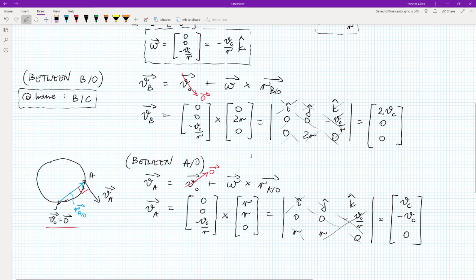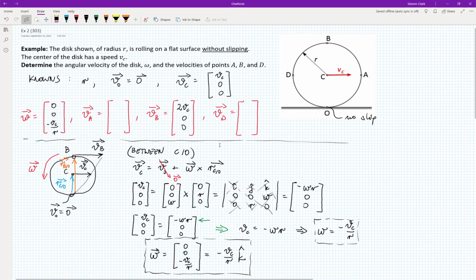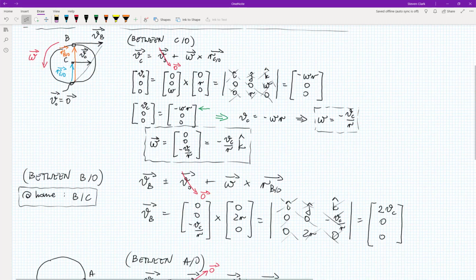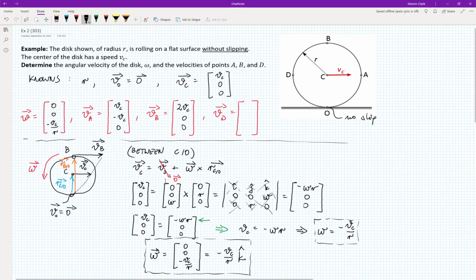Okay, so let me scroll up the board and fill out our table. VC, minus VC, 0. Okay, so we have just one last thing left. Yes, finding the velocity of point D.